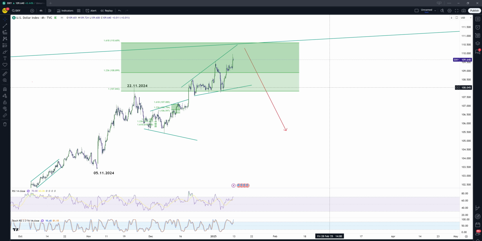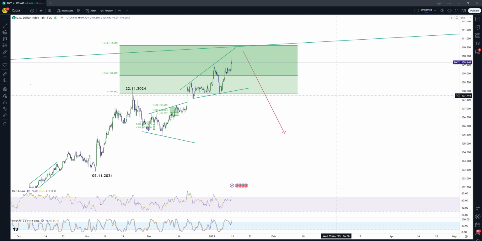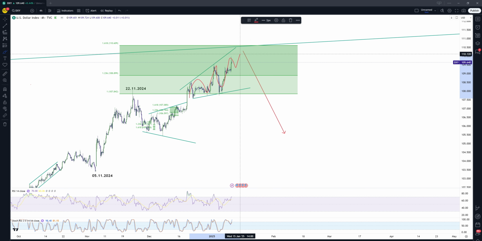So let's see what we can expect for the upcoming week, starting of course with the dollar index. Getting into the year, we expected the market to start giving us a reaction from this extension area we are trading in at the moment, and the market seems to be in a phase of an ending structure, and soon it should be giving us a reaction to the downside.